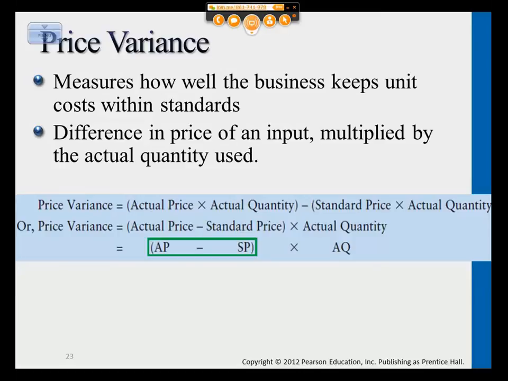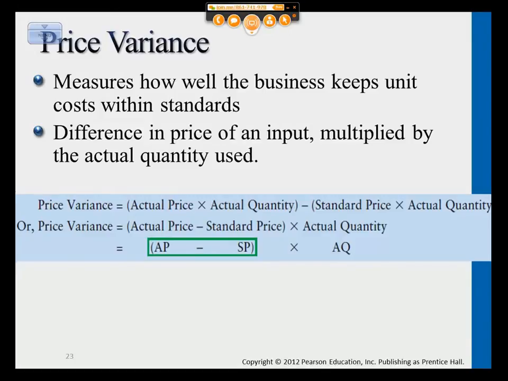Good. All right. So, just for you to remember this, it's actual price minus standard price, and we multiply by the actual quantity. Okay?